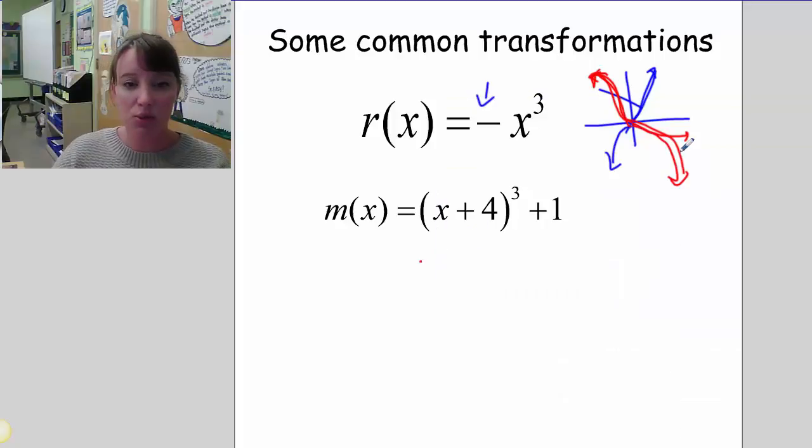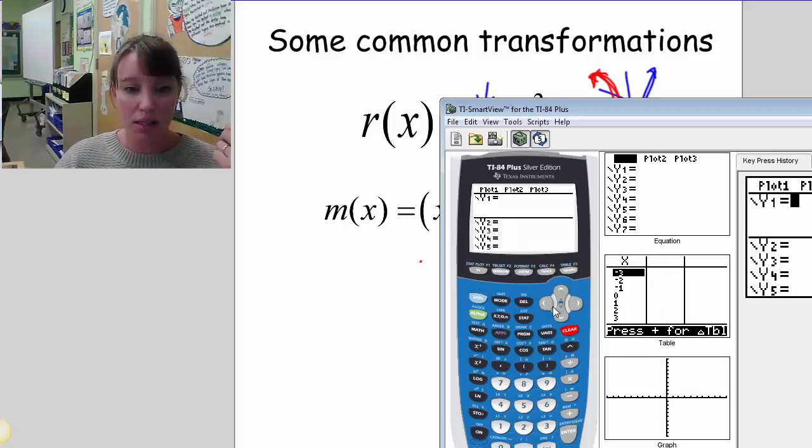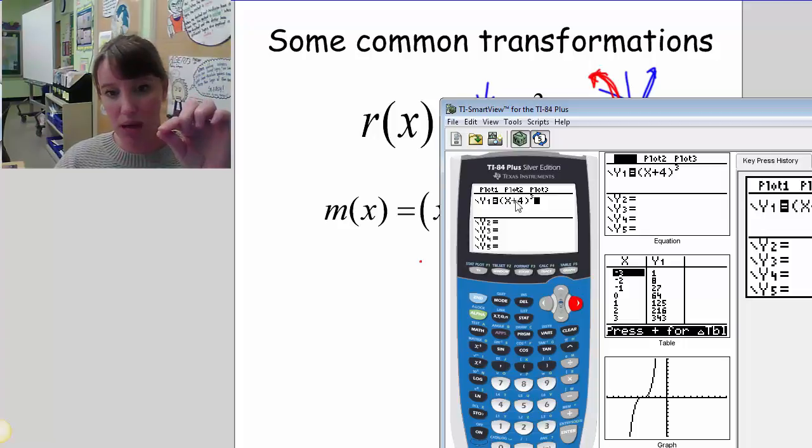Okay. This next one is a horizontal shift left of 4 and a vertical shift up 1. So here, I'd want to go in parentheses x plus 4, and then I'm going to cube that, and then I'm going to arrow to the right so that I'm down on the main line and put plus 1.